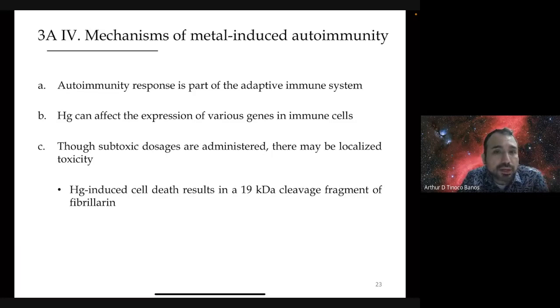All right, so mechanisms of metal-induced autoimmunity. The autoimmunity response is part of the adaptive immune system. Mercury can affect the expression of various genes in immune cells through subtoxic dosages. Even when subtoxic dosages are administered, there may be localized toxicity. For instance, mercury-induced cell death can result in a 19 kilodalton cleavage fragment of the protein fibrillarin. So these are additional things that the mercury is able to induce, in addition to the metallation that you guys have proposed, but also affecting expression of genes, even causing cell death.